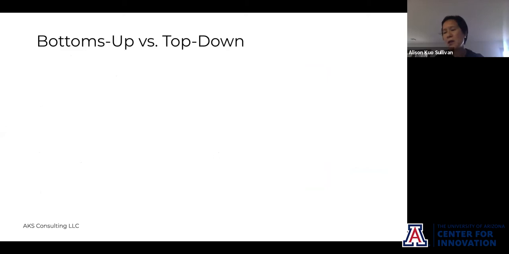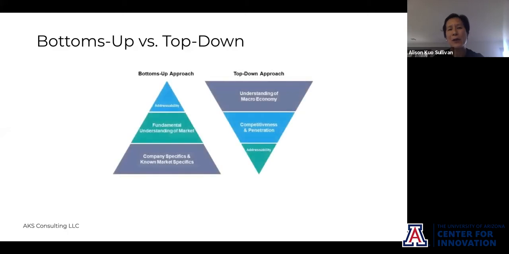So I'm going to just talk to you a little bit about an aspect of calculating addressable market, and that's bottoms up versus top down. Due to time, usually I like to make this a lot more engaging and ask you guys if anyone has an idea of what bottoms up versus top down is. But I'll go through this really quick with you.